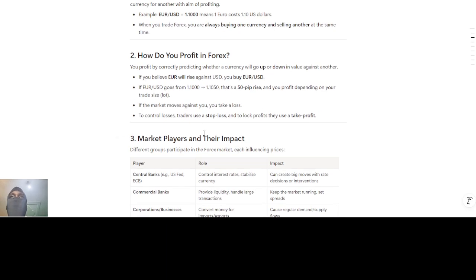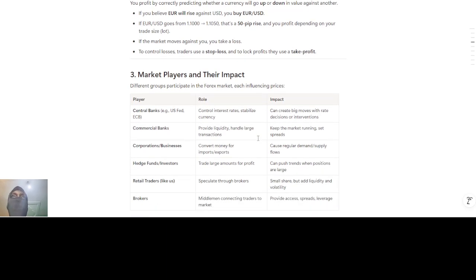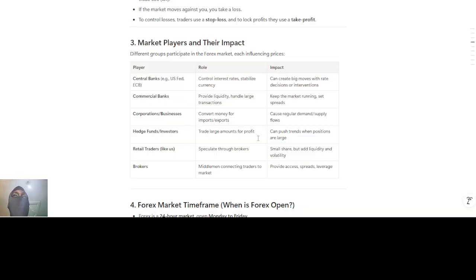So the question is, we talked about how you profit in Forex. But in this Forex market, we have market players and their impact. Different groups participate in the Forex market. It's not just you who wants to get into Forex. We have the first guys.